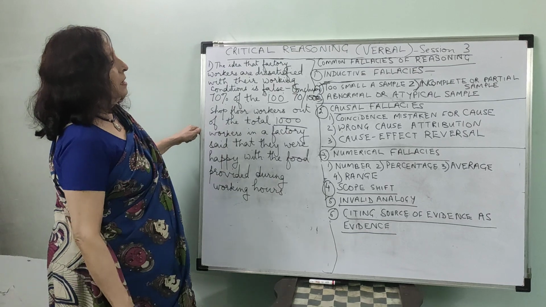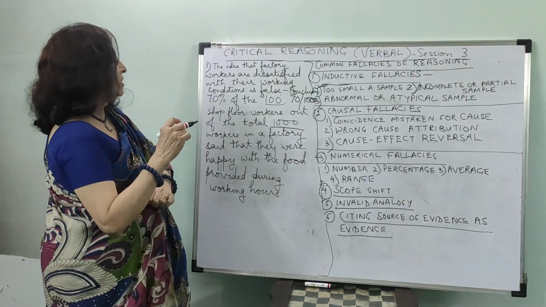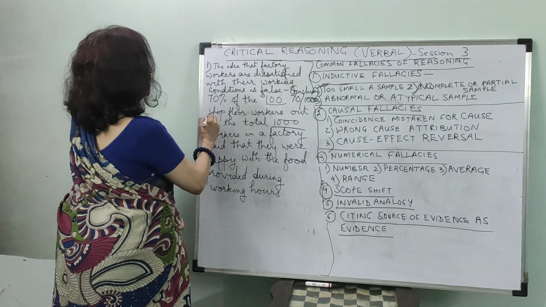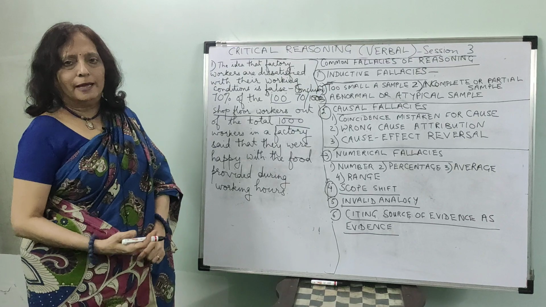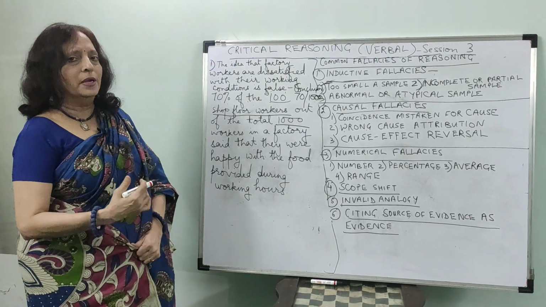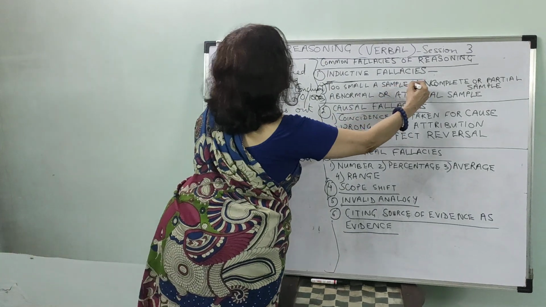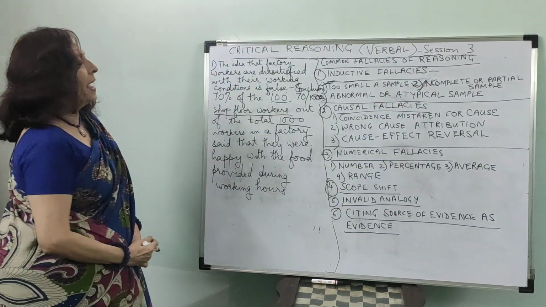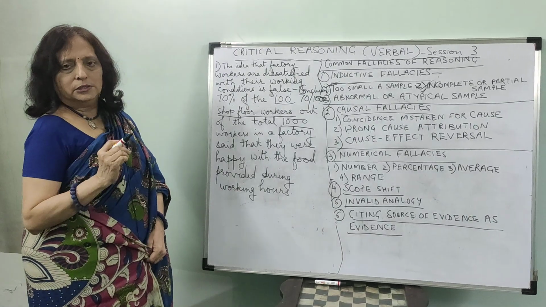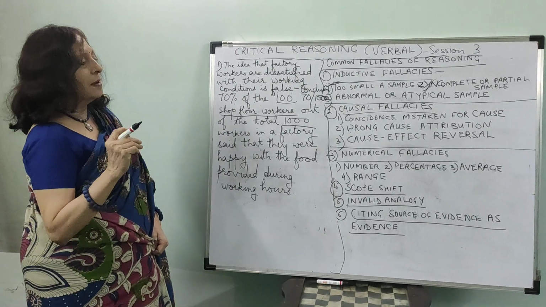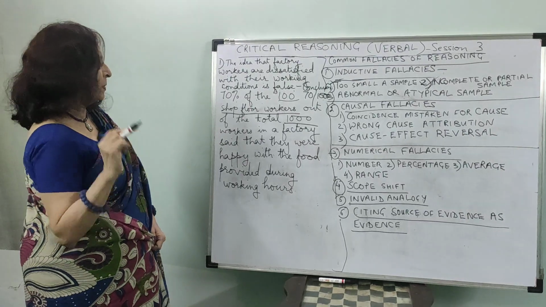Secondly, it is an incomplete or partial sample because the workers who have been surveyed are only the shop floor workers. There are many other types of factory workers who have not been included in the survey. So this is an incomplete or partial sample. And finally, if there are just a few shop floor workers, it means that it will become an atypical sample. It's not the average factory worker.